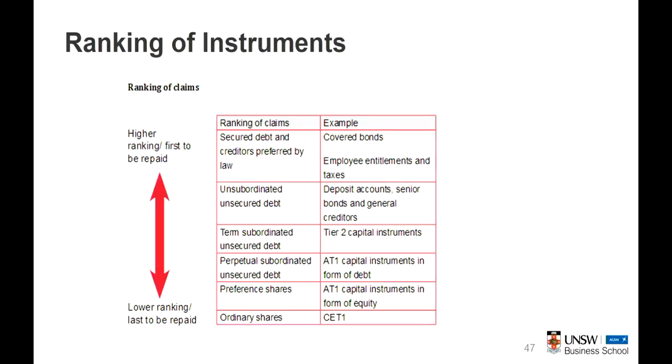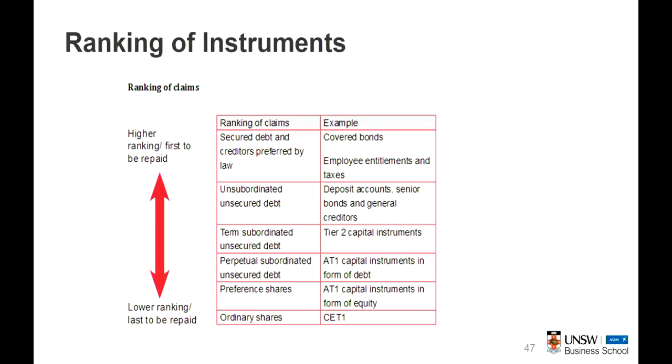Ranking above ordinary shares are preference shares, and preference shares can qualify as additional tier 1 capital. Perpetual subordinated unsecured debt can also qualify as additional tier 1 capital. Term subordinated unsecured debt would qualify as tier 2 capital. And then you go to unsubordinated debts, and then secured debts. They don't qualify as capital at all.